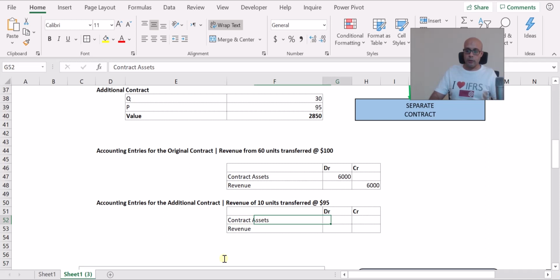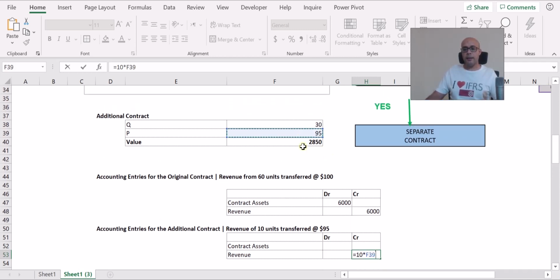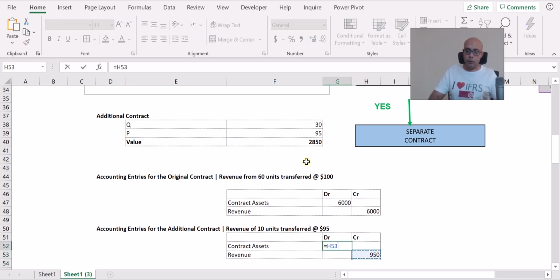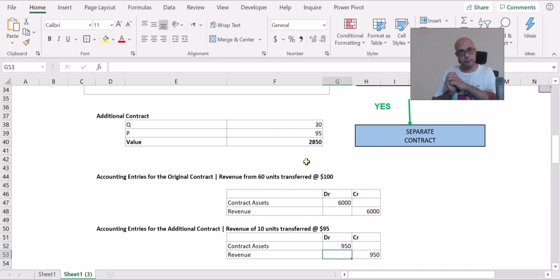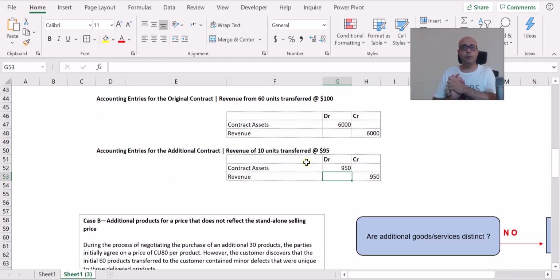So we are going to record revenue based on 10 units times the $95, that is the selling price of these additional units. So the result here will be $950. This is the revenue from the first batch of the additional products and services. And the same will be debited to the contract assets. Okay, this is the first case and we don't have any type of complications here.